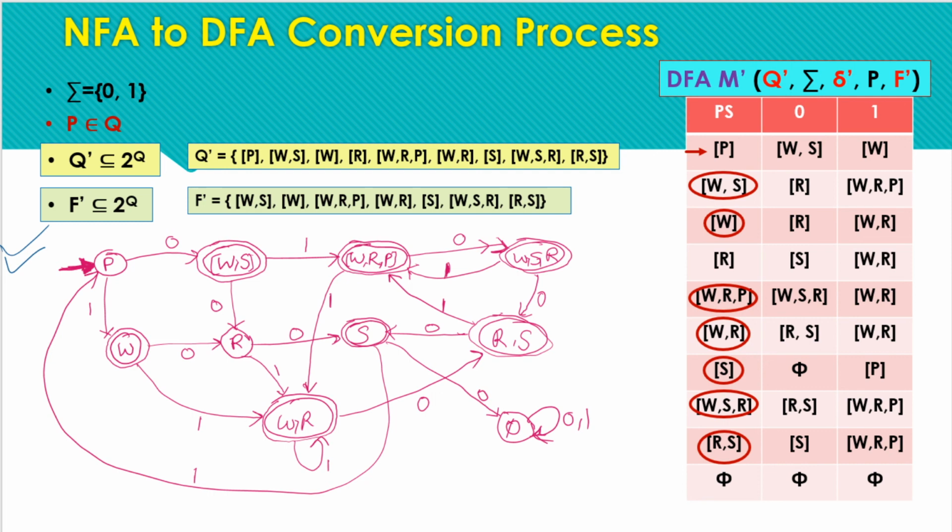Okay, so this is the transition diagram for this equivalent DFA, including the 10 states including the dead state, and all of the states are final states except P and R.